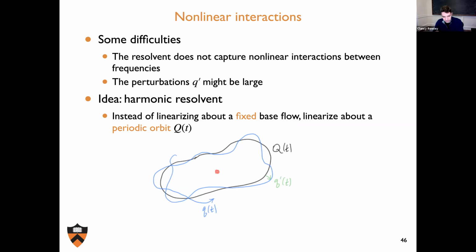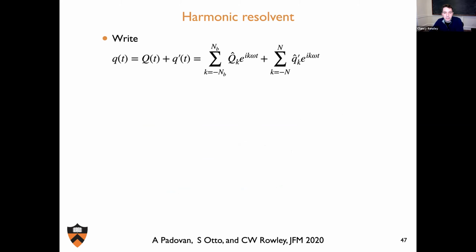And then if your trajectory is the blue curve, well, the blue curve is closer to the black curve than it is to the red dot. And the perturbations Q prime are smaller than they would be if they were perturbations from the red dot. And in addition, you could capture something about nonlinear interactions. And I'll show you why you get nonlinear interactions when you linearize about a periodic orbit.